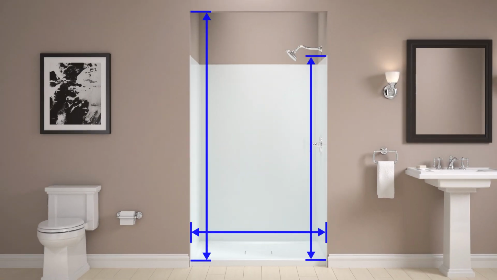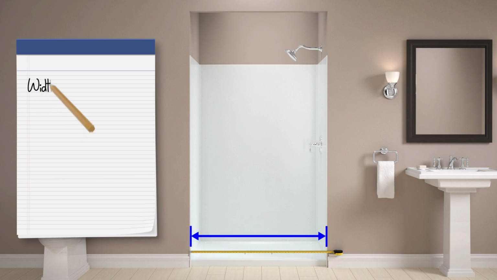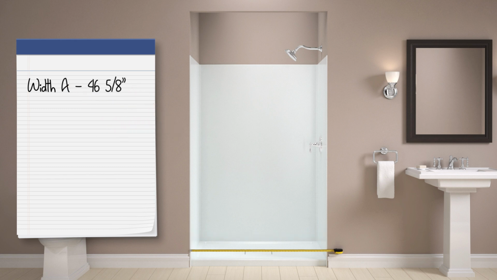The following measurements will help you determine what size door is right for your showering space. Write down all measurements for future reference. Measure the width of your opening along the ledge. Then measure the width of the opening about 5.5 feet up from the ledge.